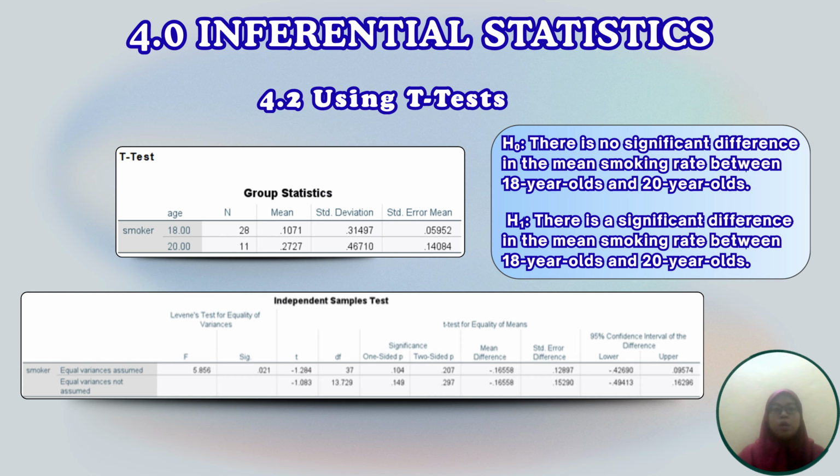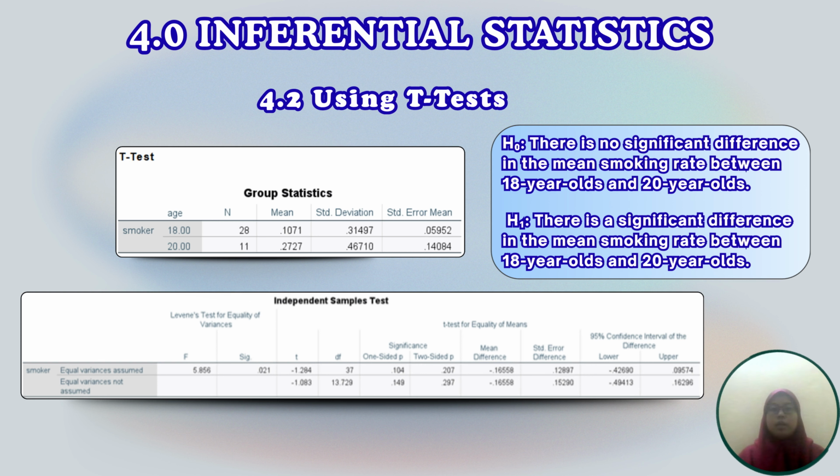So, to test this formally, we establish our statistical binary. Our null hypothesis states that there is no significant difference in the mean smoking rate between the two age groups, but our alternative hypothesis claims that a significant difference does exist. Before evaluating our t-test, we must check our mathematical assumptions using Levene's test for equality of variance.